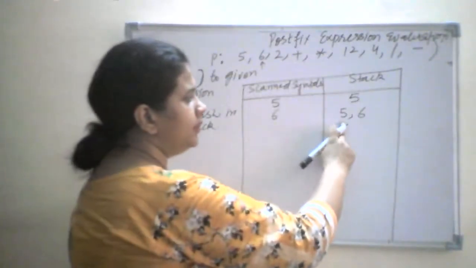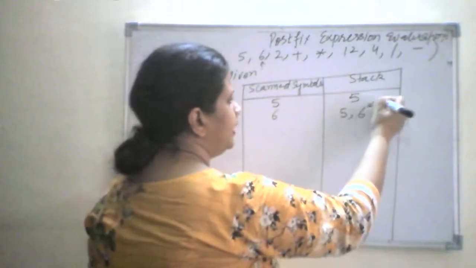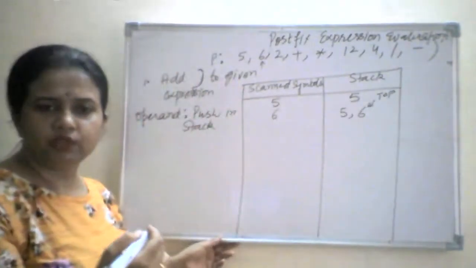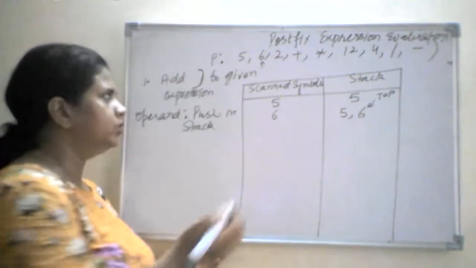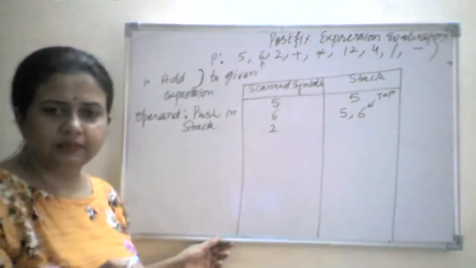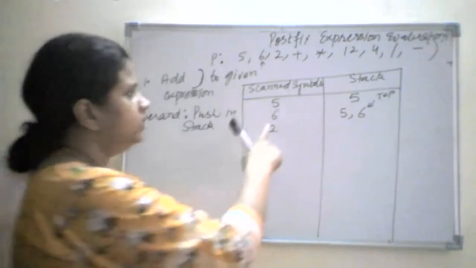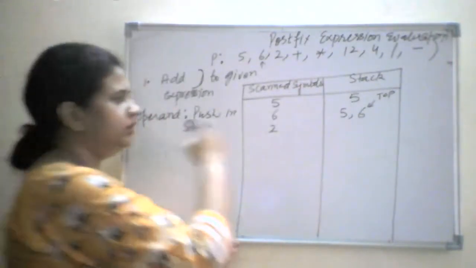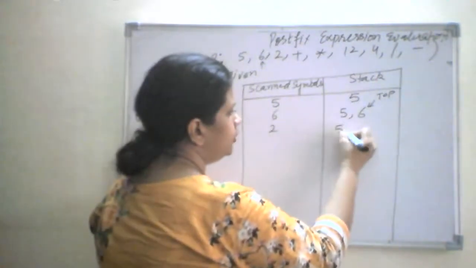So it will be the bottom element and this is the top element. You need to keep track of which one is the top element and so on. Then you will come across your third element. Third element is 2. You will scan 2. It is again an operand, so you will again do the push operation.